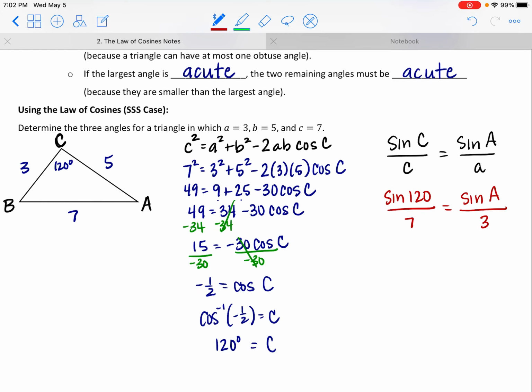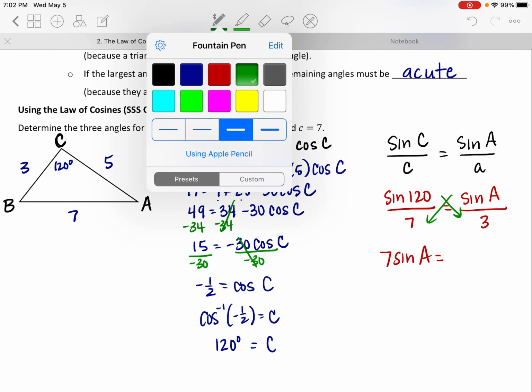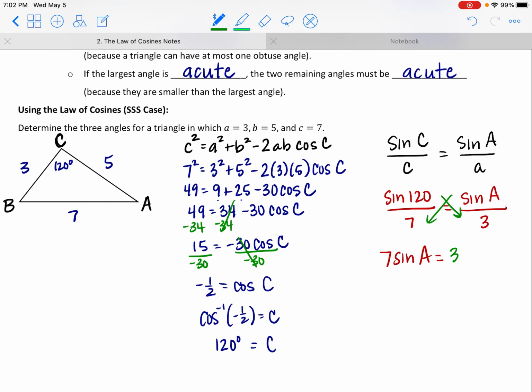And so if I cross multiply here, sorry, trying to skip steps in my head. It's a dangerous thing. 7 times the sine of A is going to equal, cross multiply here, 3 times the sine of 120, and then we divide. So the sine of A is 3 sine of 120 over 7.